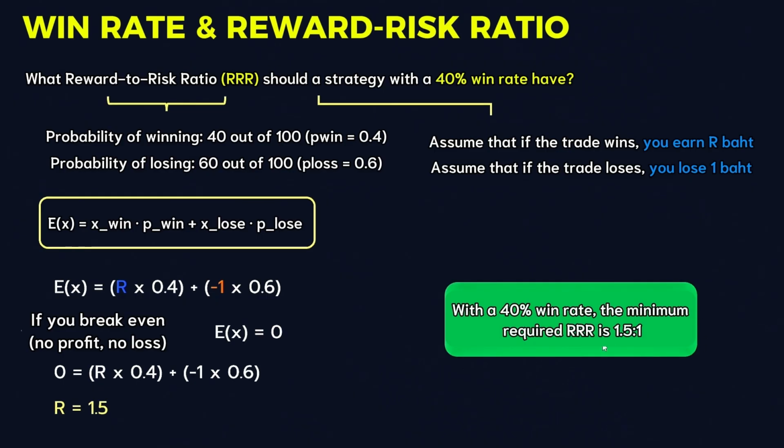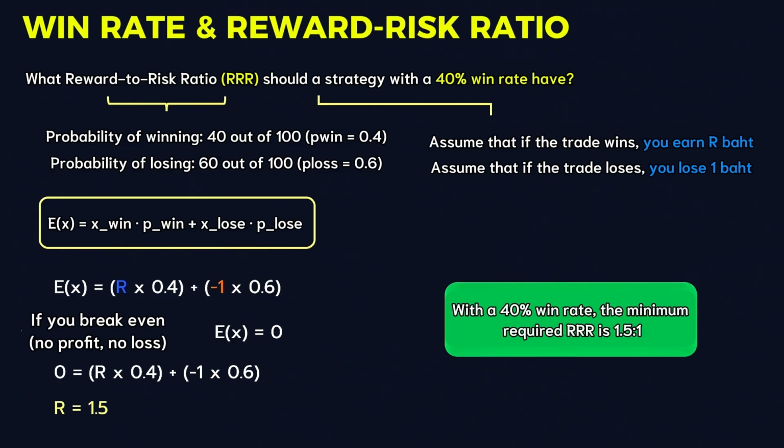For example, if your win rate is 40% and your reward-risk ratio is 2 to 1, you'll make money over the long run. Of course, it's not easy to achieve those numbers. Sometimes your win rate is 50%, but your reward-risk ratio is only 1 to 1. In that case, you won't make much progress.